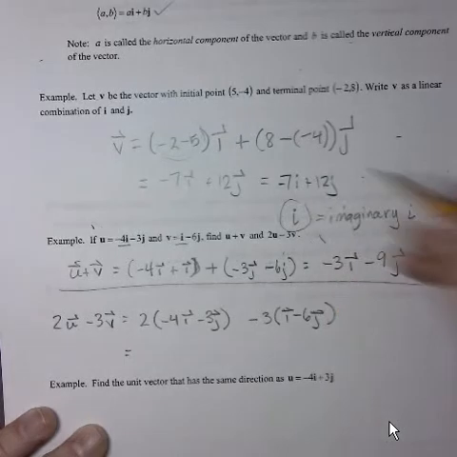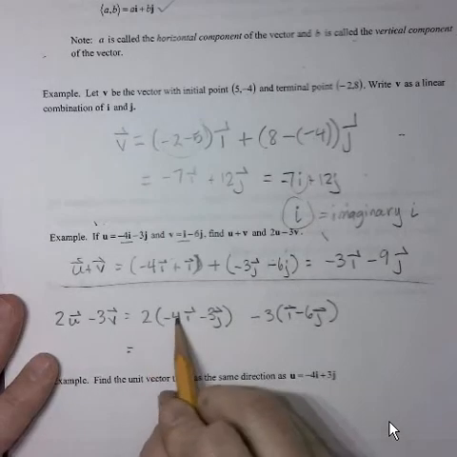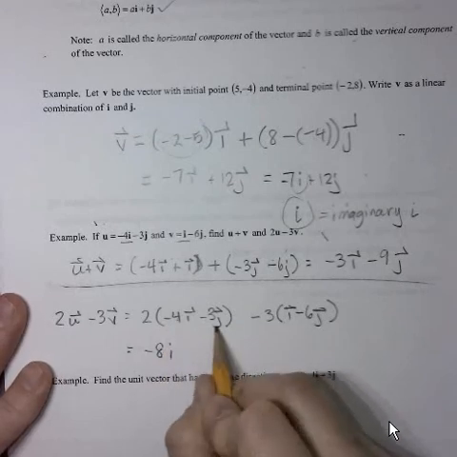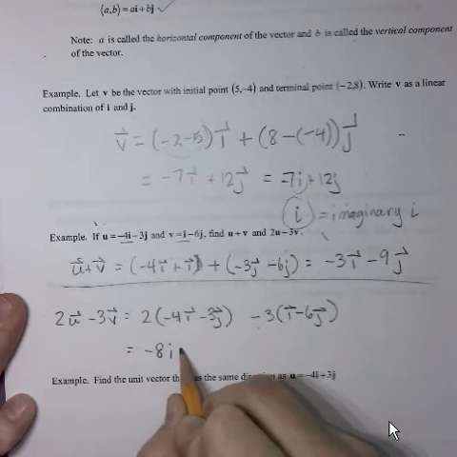Okay, let's finish this up here. So negative 8i minus 3i is negative 11i. And then negative 6j plus 18j is plus 12j. Okay.